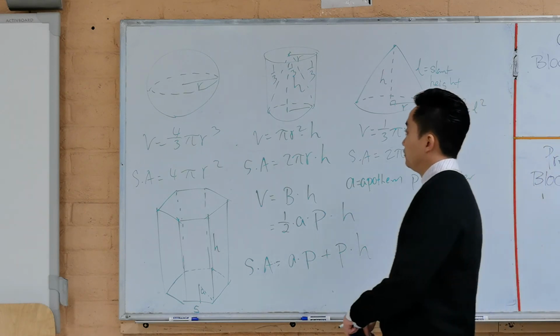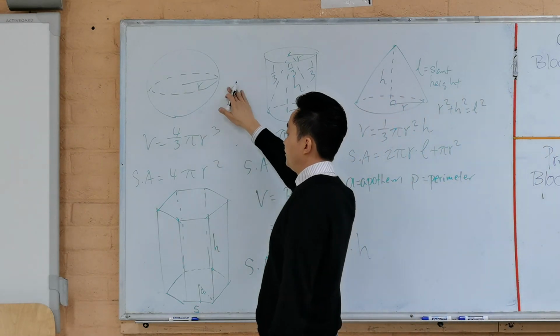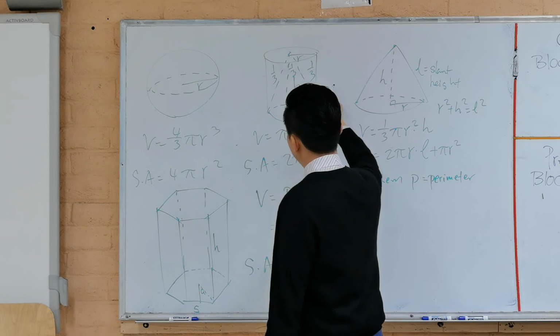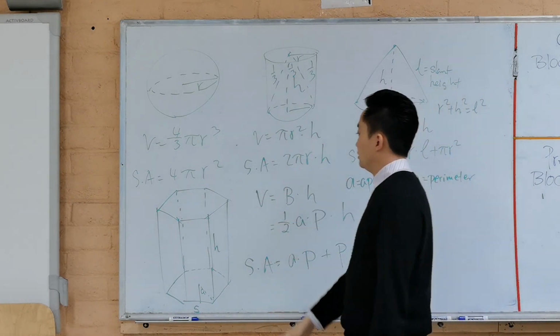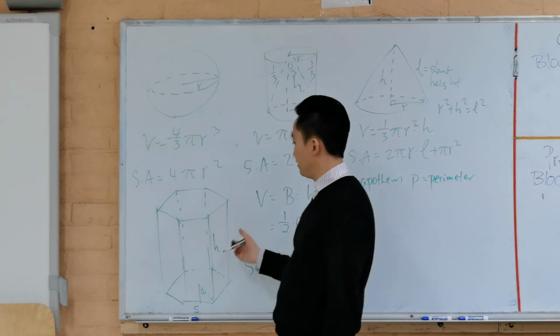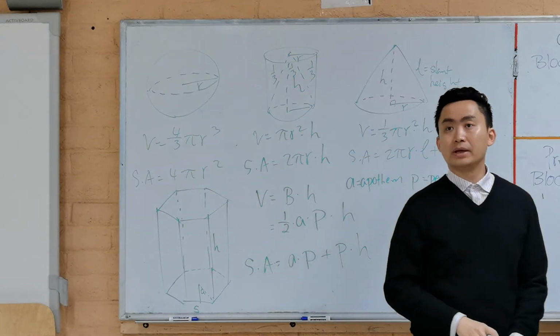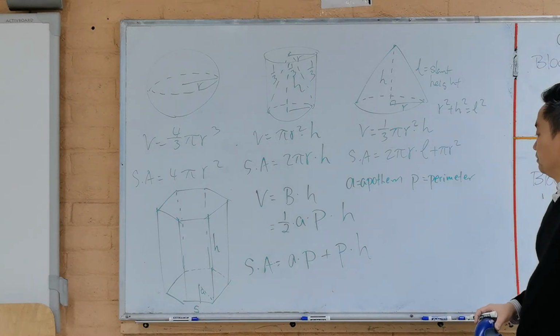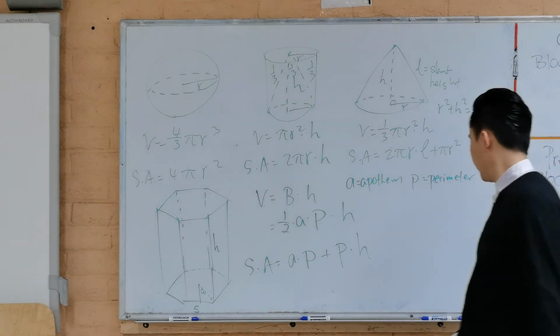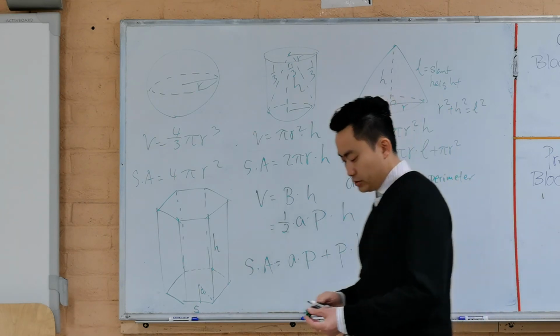So the ones we just went over: the volume and surface area for the sphere, the cylinder, the cone, then the triangular prism, and then the hexagonal base prism. Those are the essential formulas that you need to know before taking calculus. Okay? So thank you for watching the video today.